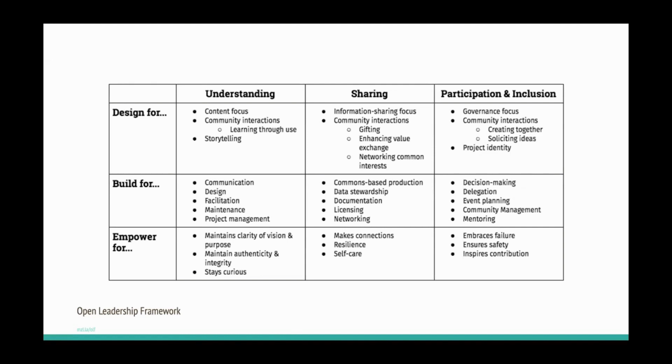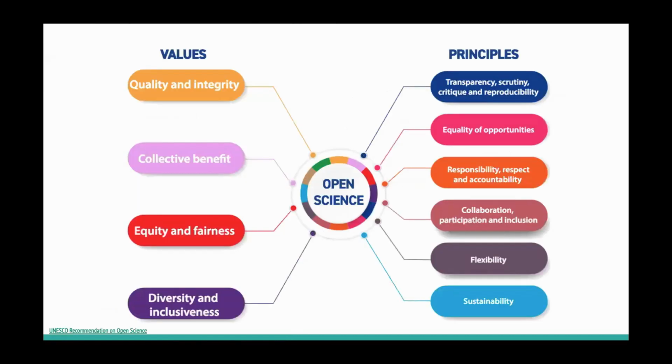And when we build for sharing, we can have actions like networking, documentation, data stewardship, things like that. So there are a lot of actions that we can do to make our open projects more impactful and inclusive for everyone. Open science has values and principles that we try to align our projects with. Some of the values are quality and integrity, equity and fairness, diversity and inclusiveness. And some of the principles are flexibility, sustainability, collaboration, and responsibility.